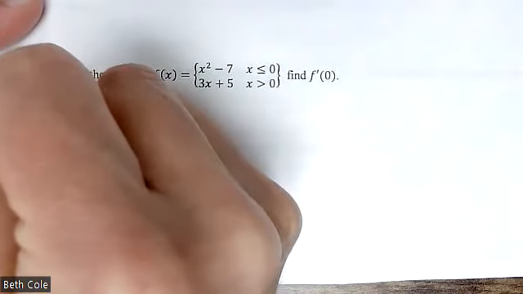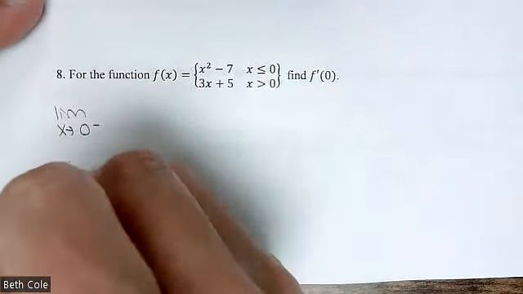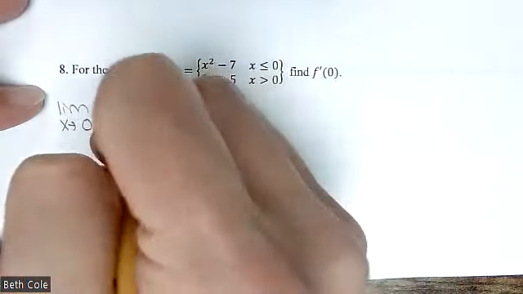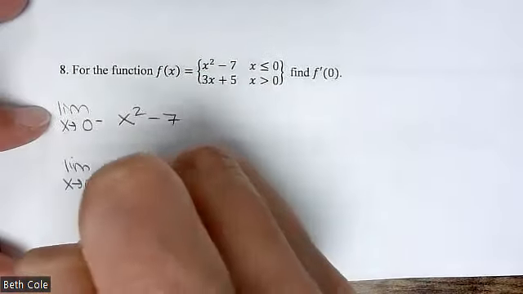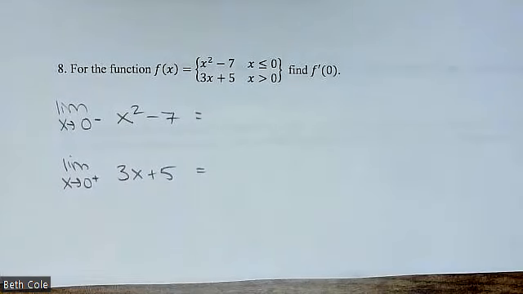All right. So we're going to do limit as x goes to 0 from the left, limit as x goes to 0 from the right. From the left, you would use the first piece of the function, and from the right, you would use the second piece of the function. So we're not even looking at derivative yet. We're just looking at continuity. Do the 2 sides link up?